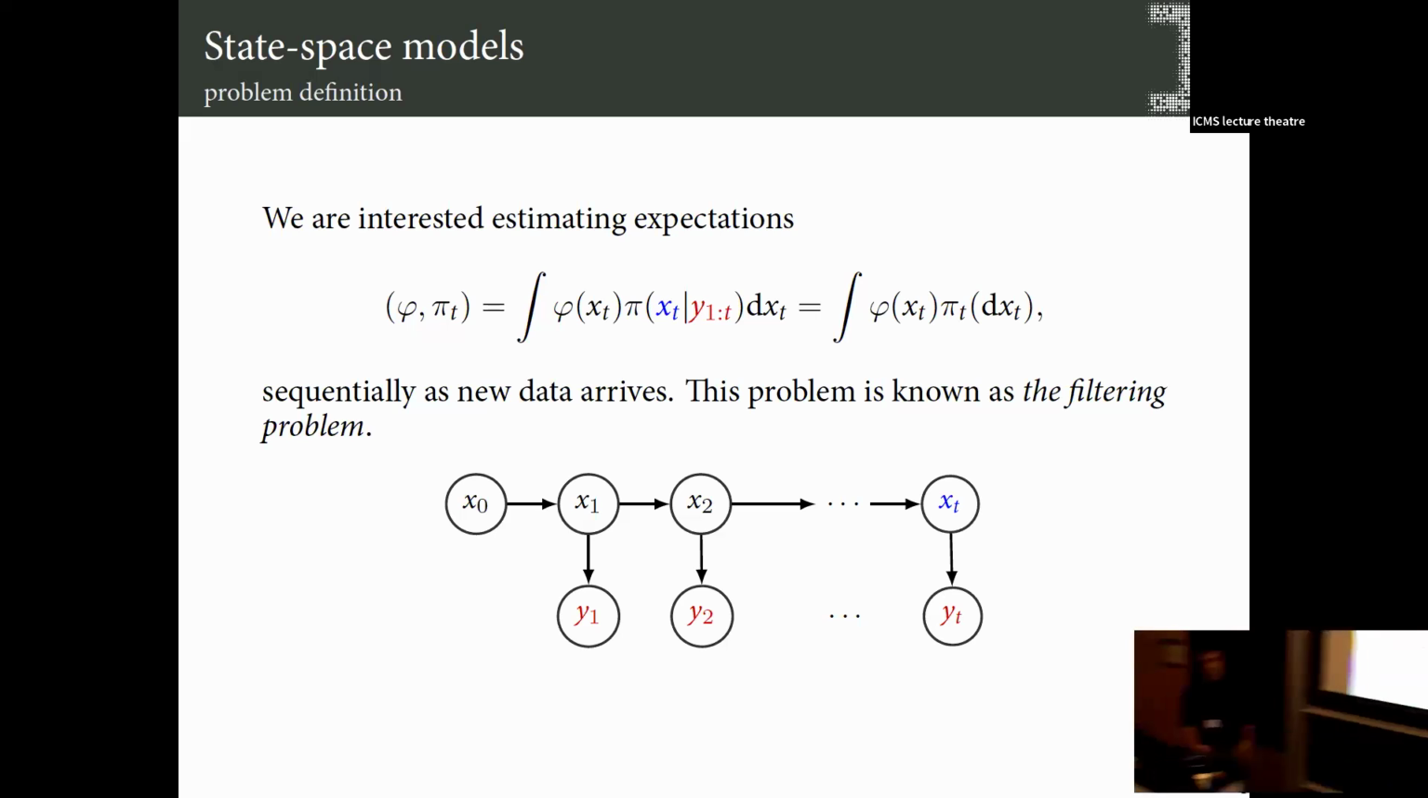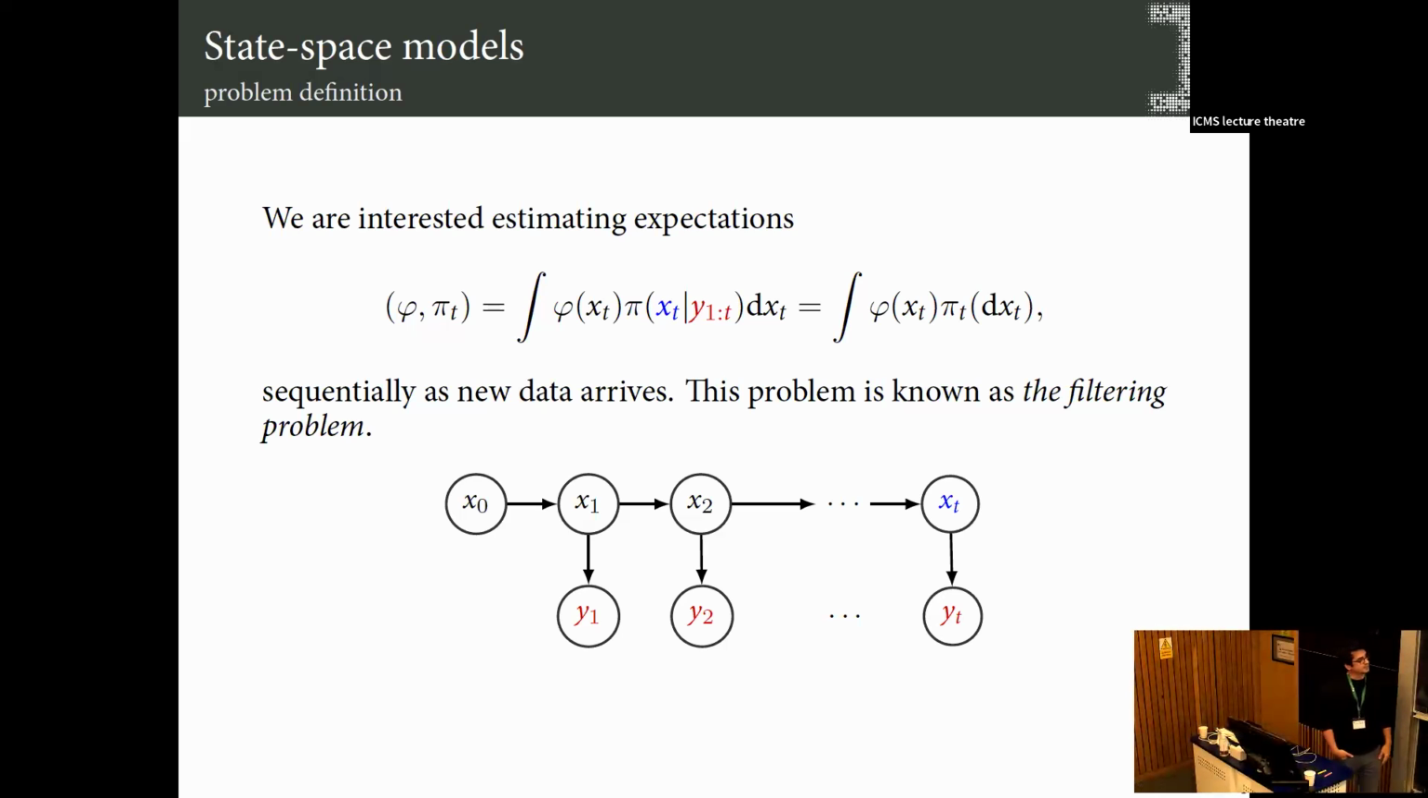Phi could be just an indicator function. If it's an indicator function on a set, then you're trying to estimate the probability of x being in a set. This is of interest, obviously, if you want to estimate whether this object is in this area or not. That kind of probability, then indicator functions are one choice.